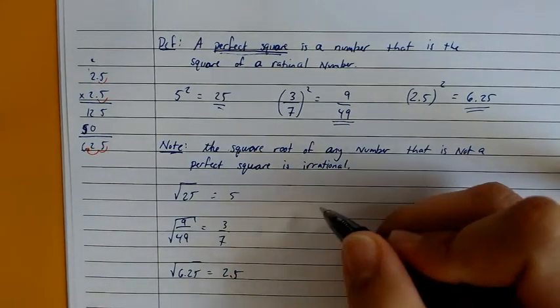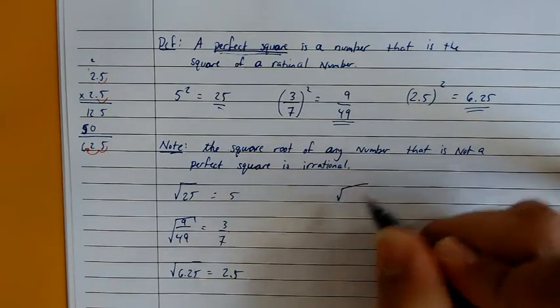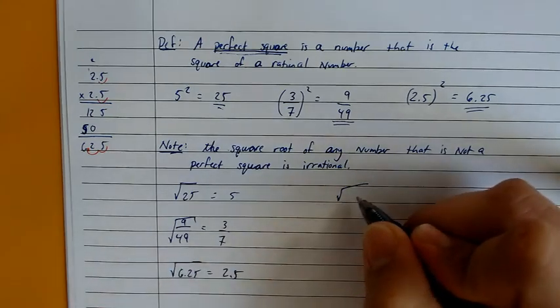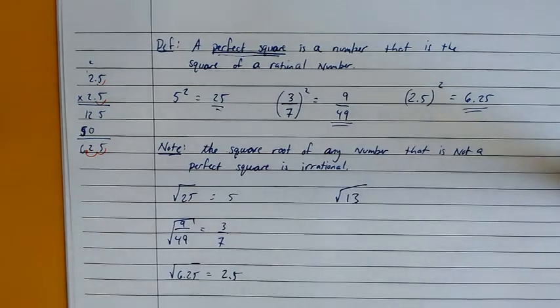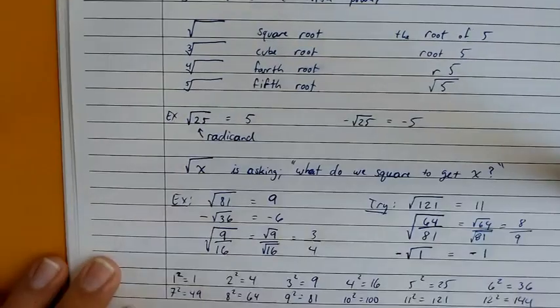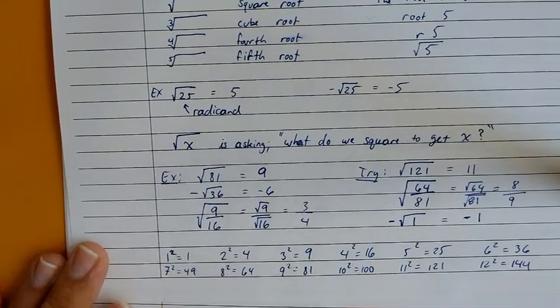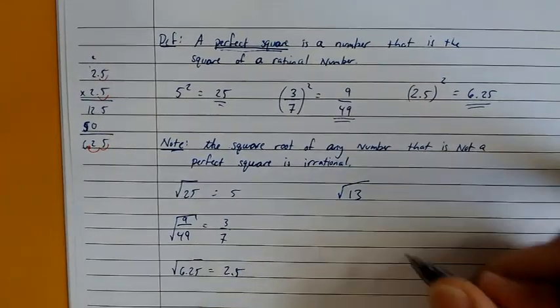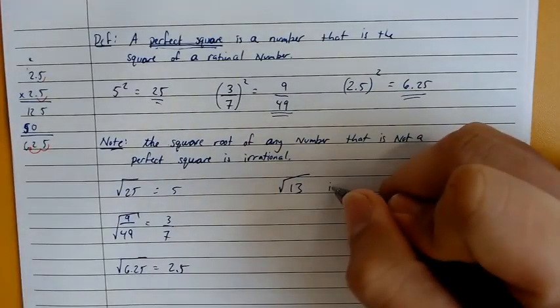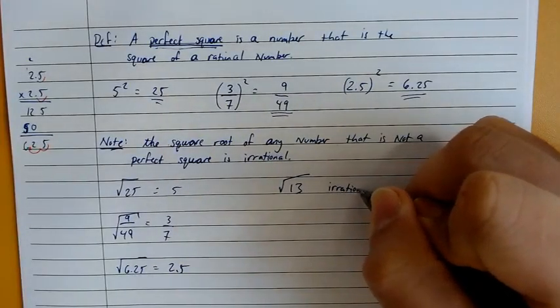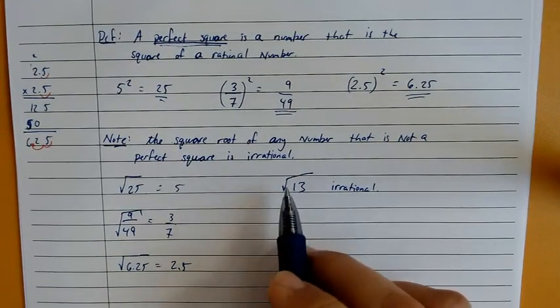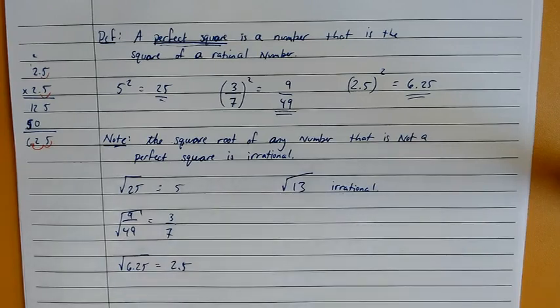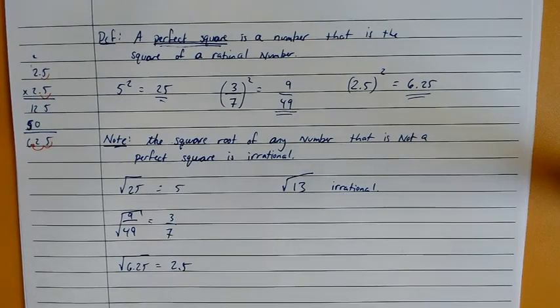But now let's say I take the square root of a number that is not a perfect square. Say, for example, I take the square root of 13. 13 is not a perfect square. It's not one of the numbers that you can get when you square a rational or a whole number. So because of that, this is an irrational number. You say, so what do we do? Generally nothing. An irrational number is a number that, when written as a decimal, will never terminate.